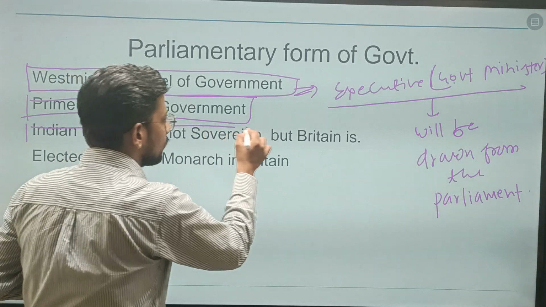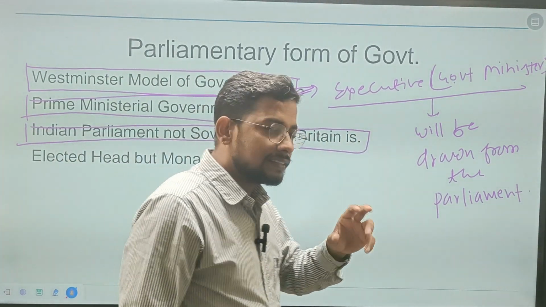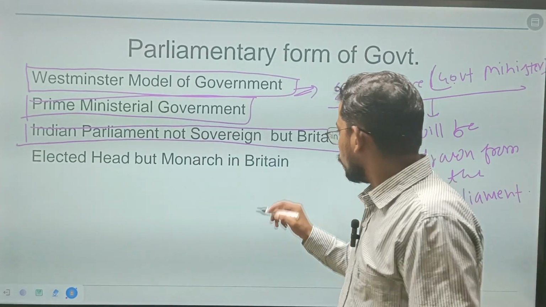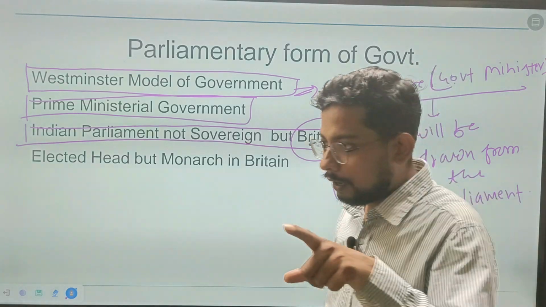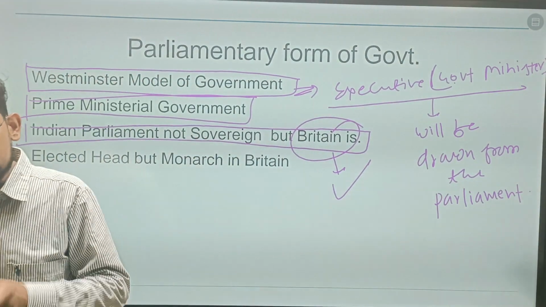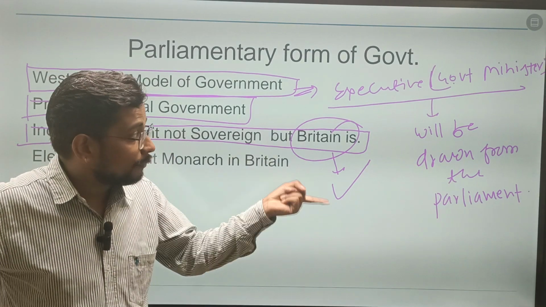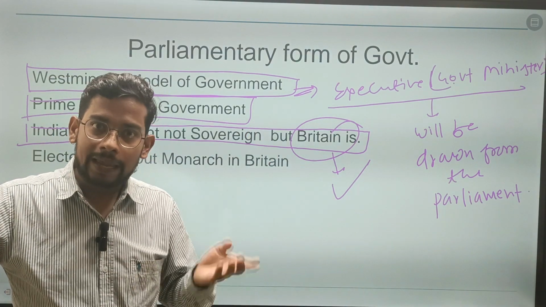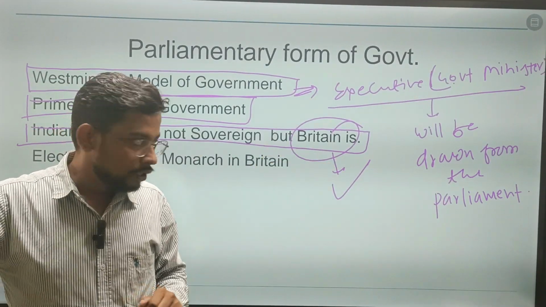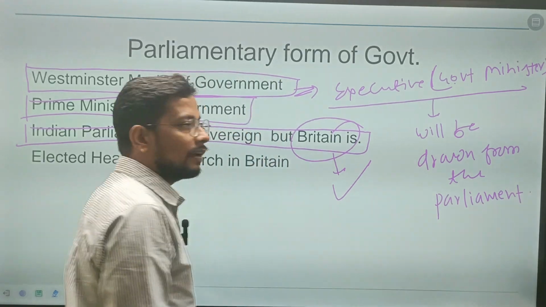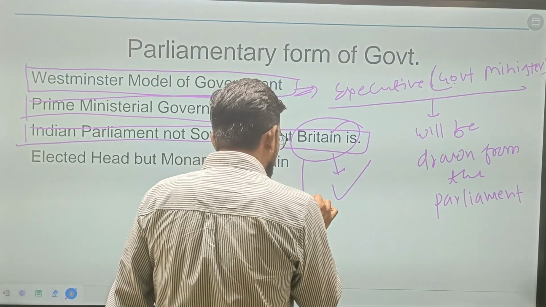Then the Indian parliament is not sovereign but Britain's is. This simply means in Britain whatever parliament says is supreme. But in India, whatever parliament says is supreme, but still the Supreme Court has the power to decide whether it will be supreme or not. So any amendment done by the parliament can be struck down by the Supreme Court. Because of that, we cannot say the Parliament of India is supreme. In India, people are supreme.